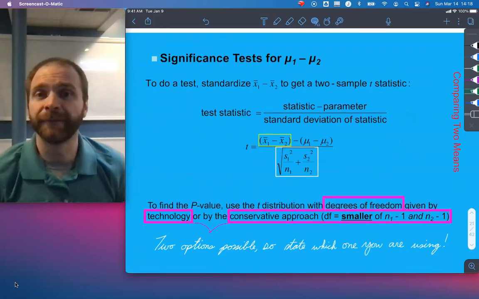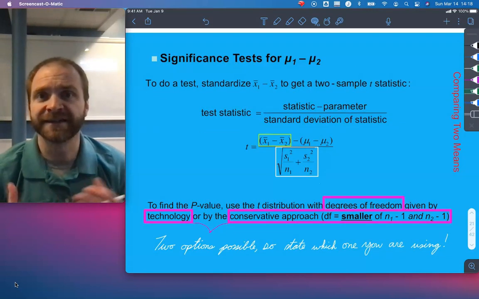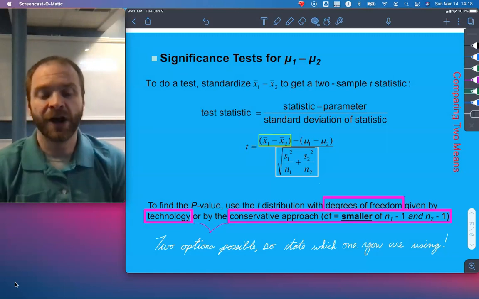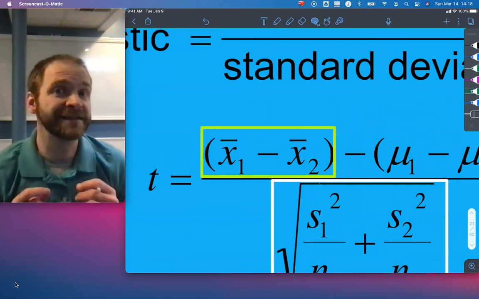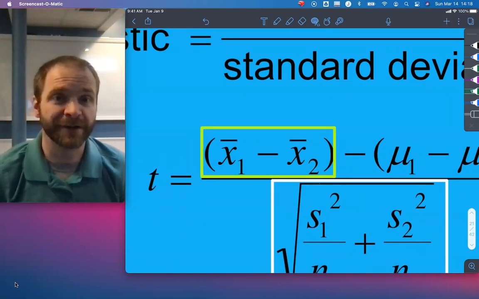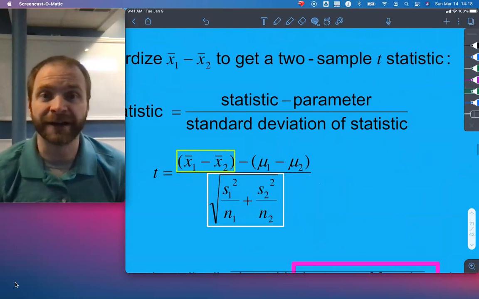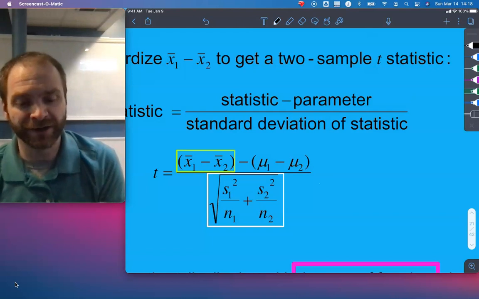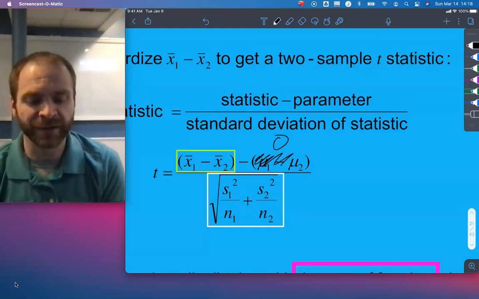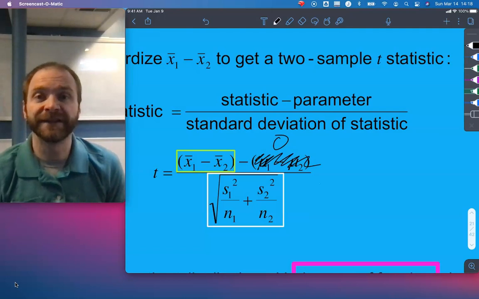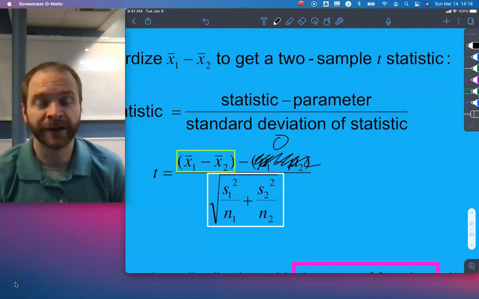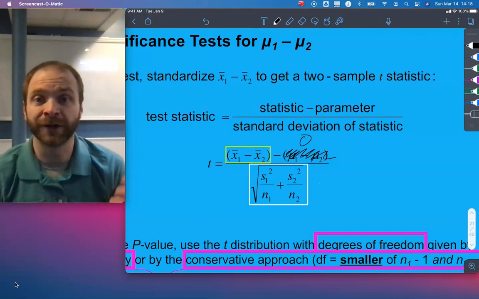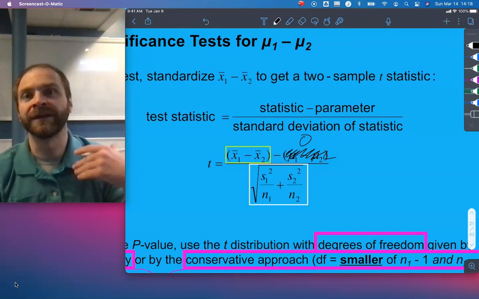And then we have the do step. The do step uses the formula, test statistic equals statistic minus parameter over standard deviation of the statistic. Now in this case, our statistic is the difference in the sample means, x̄1 minus x̄2. The parameter is mu1 minus mu2, the actual difference based off the claim. Well, our claim was that there was no difference, so we could say it's 0. And then you have the standard deviation of the statistic formula. For both of them, you can see it's s1 squared over n1, and then you're going to add s2 squared over n2. That's the do step. You get a test statistic.